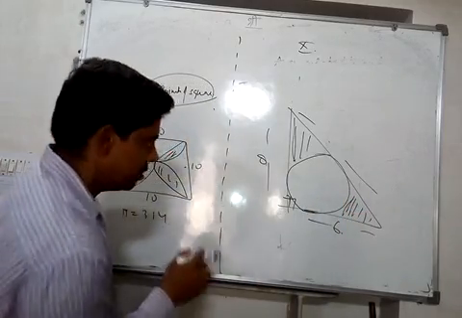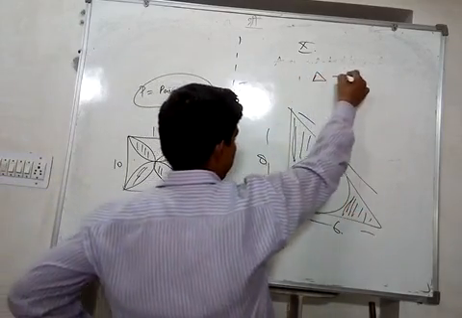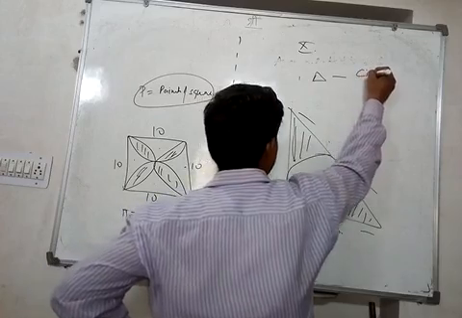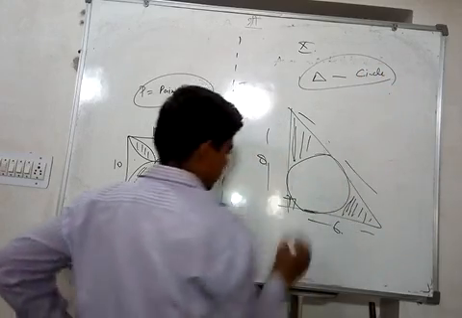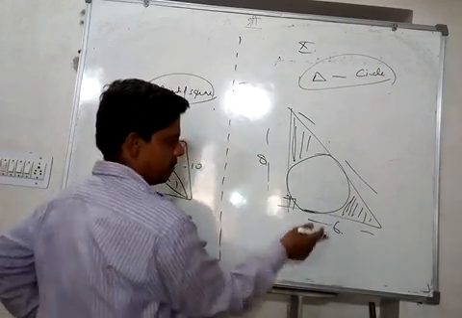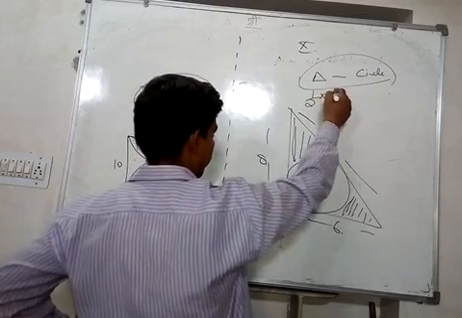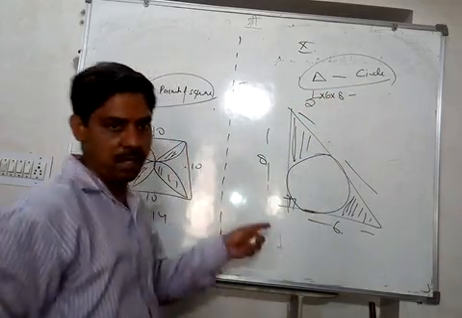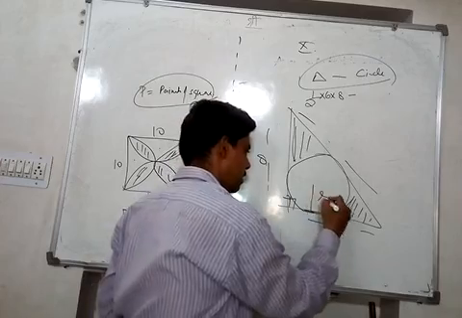So you have to find area of triangle minus area of circle. Right, area of triangle is very simple, half base into height. How will you find the area of circle? So first, can you tell me what is the radius of this circle?